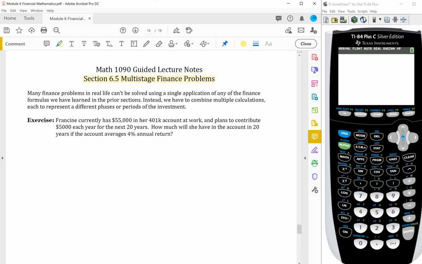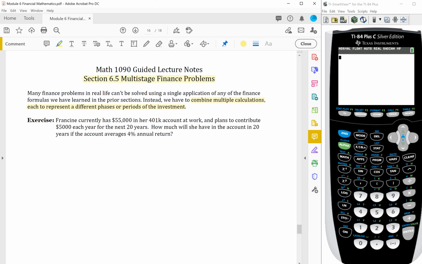Many finance problems in real life can't be solved using a single application of any of the finance formulas we have learned in the prior sections. Instead, we have to combine multiple calculations, each to represent a different phase or period of the investment. Let's look at some examples.